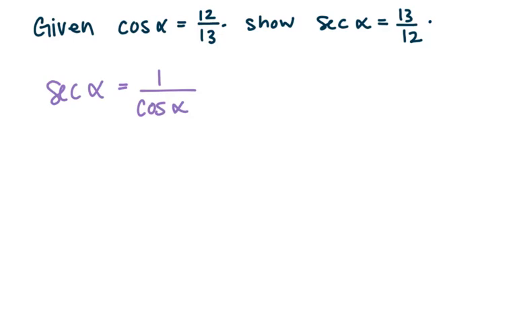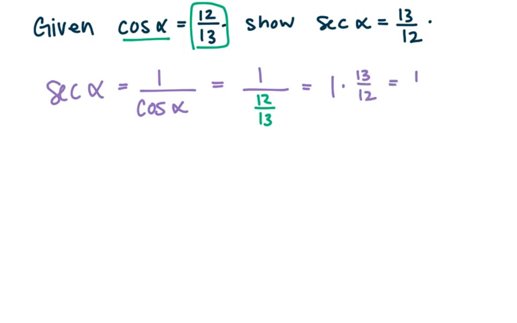And we were given a cosine alpha value. It's 12/13. So this is equal to 1 over 12/13. And if we know anything from algebra, division by a fraction is multiplication by the reciprocal. So this is 1 times 13 over 12, or 13/12. Therefore, we proved this was a true statement. Let's try that one more time.